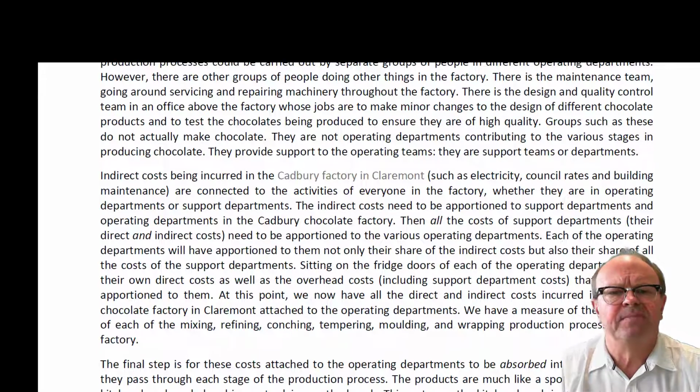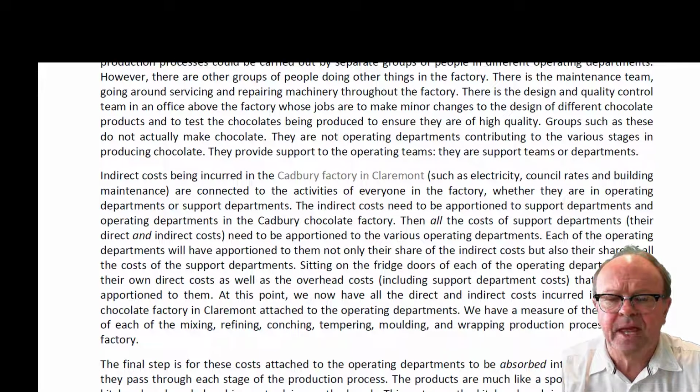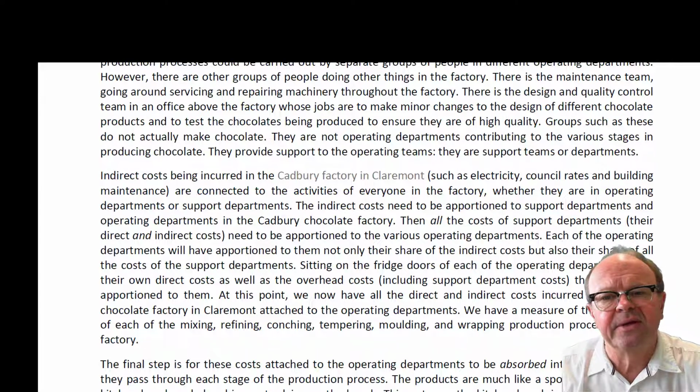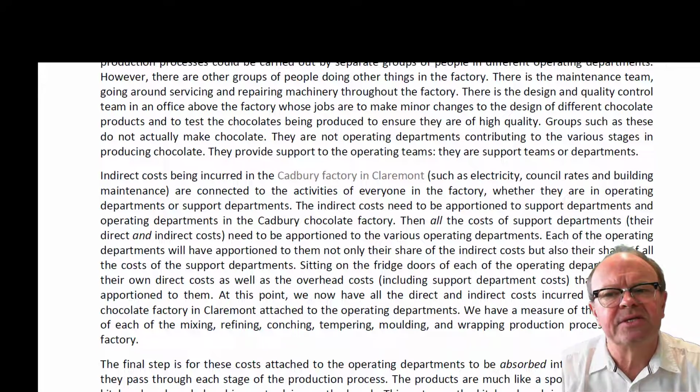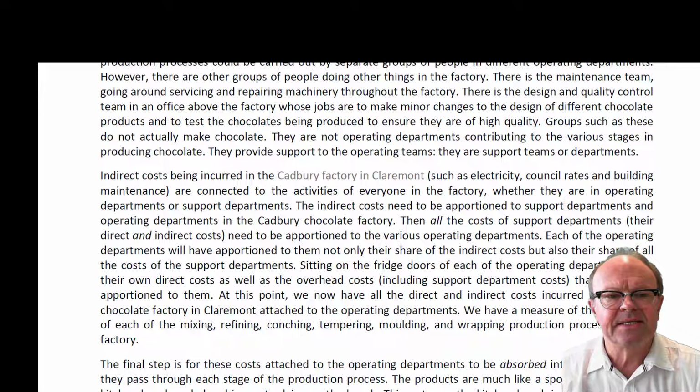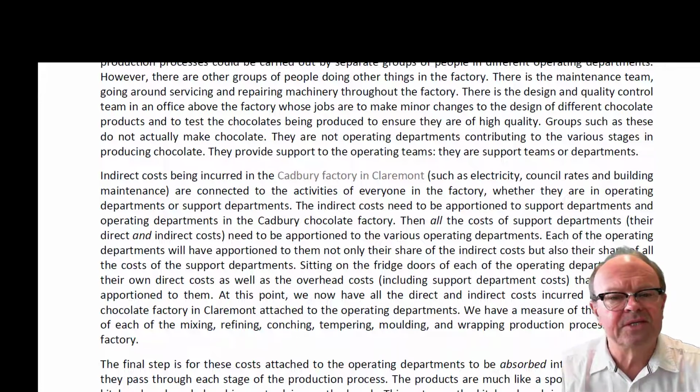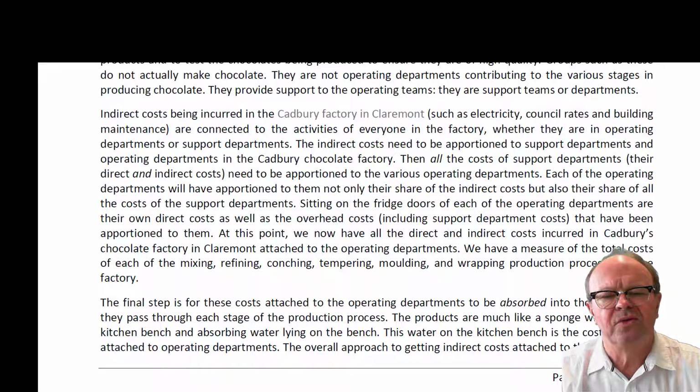However, there are other groups of people doing other things in the factory. There is the maintenance team going around servicing and repairing machinery throughout the factory. There is the design and quality control team in an office above the factory whose jobs are to make minor changes to the design of different chocolate products and to test the chocolates being produced to ensure they are of high quality. Groups such as these do not actually make chocolate. They are not operating departments contributing to the various stages in producing chocolate. They provide support to the operating teams. They are support teams or departments.